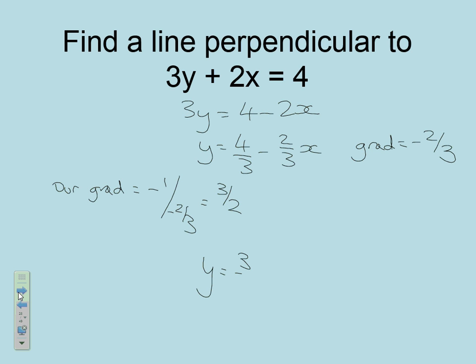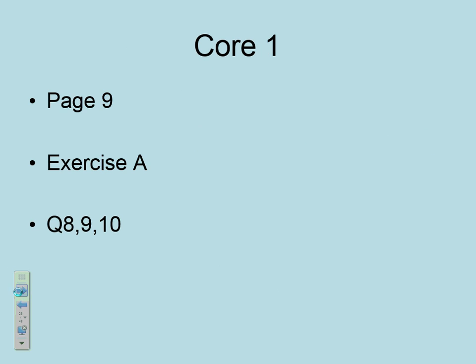So we just have 3/2 x. That will do. But you could put a number on the end, or you could put any number on the end if you wanted to, or whatever number you like. But the important bit is that the gradient must be 3/2.